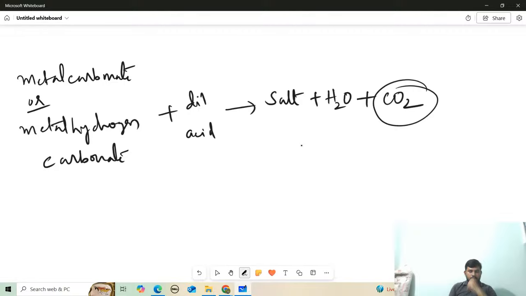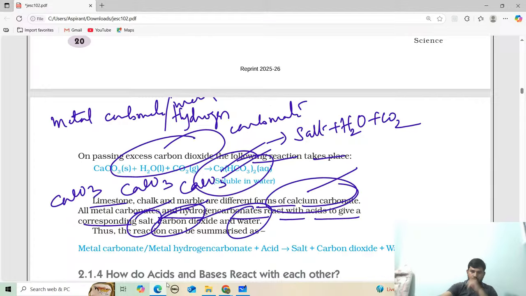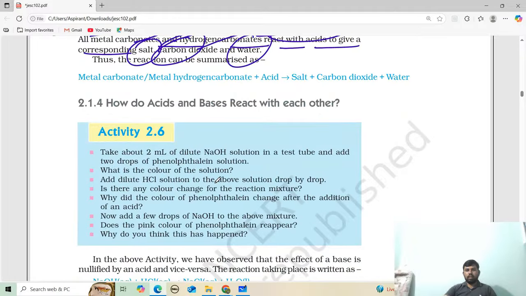So remember, and next concept. See, what is the next concept they have given? How do all the acids and bases react with each other?